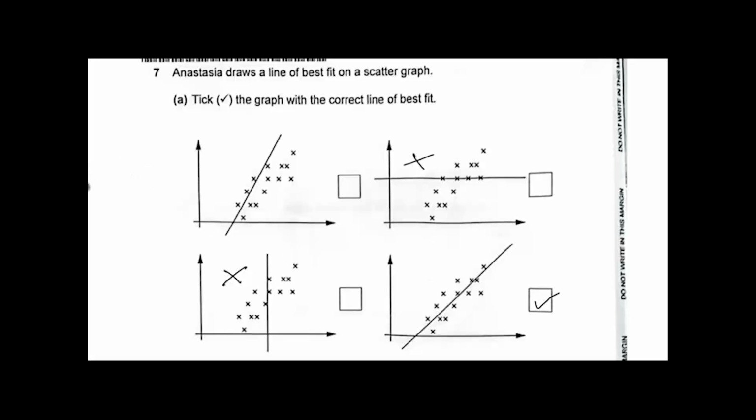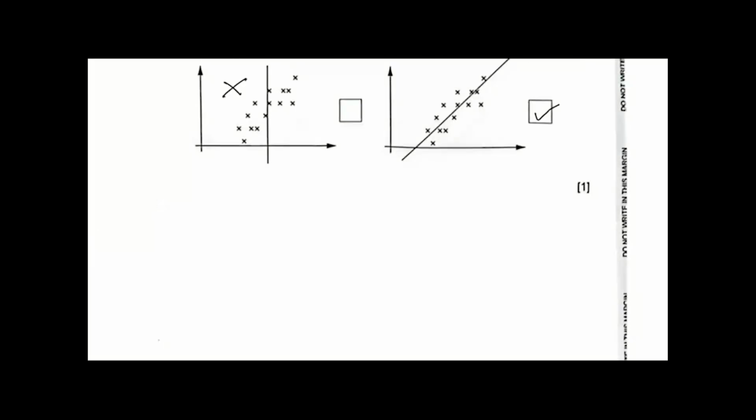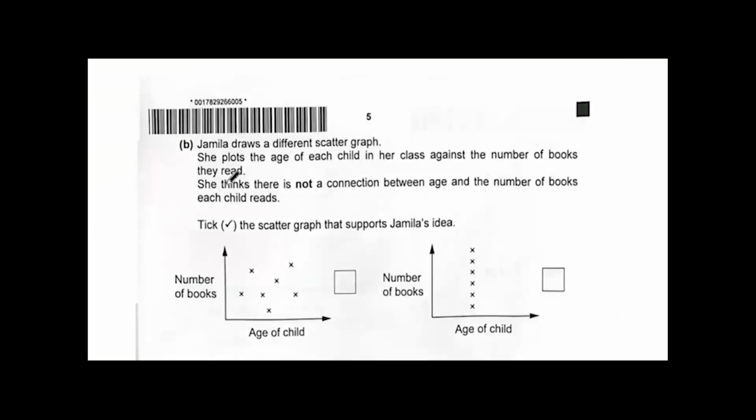So let's scroll down for the next question. This is the B part. Jamila draws a different scatter graph. She plots the age of each child in her class against the number of books they read. She thinks there is not a connection between age and the number of books each child reads.